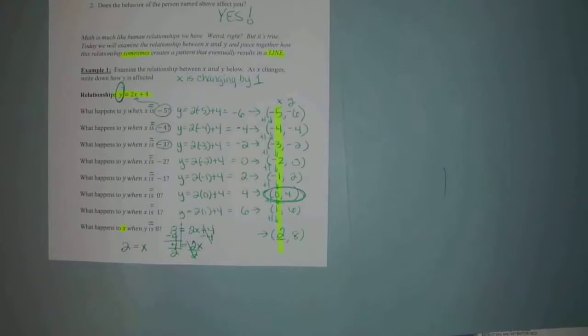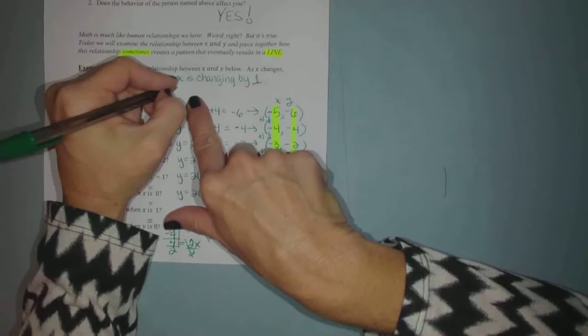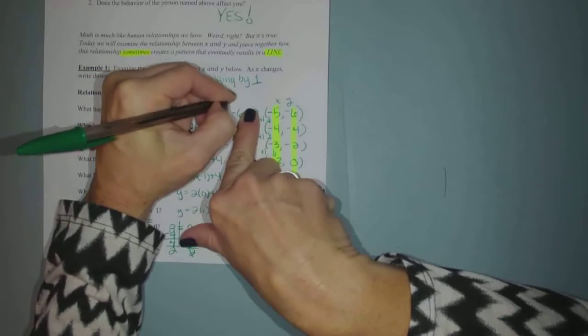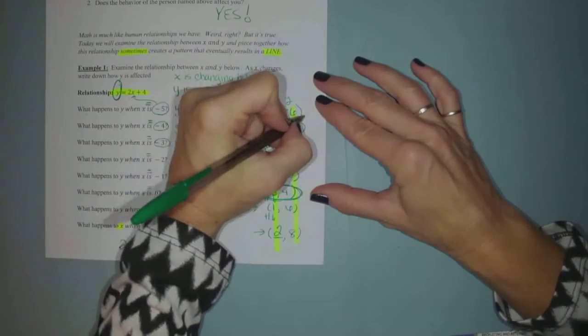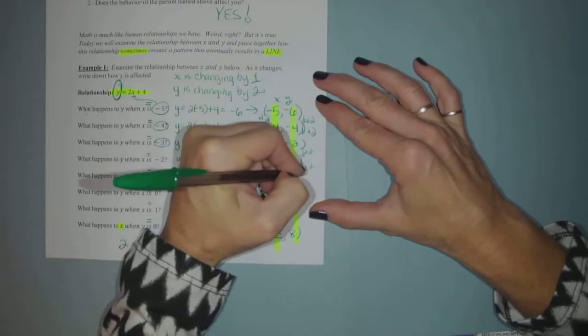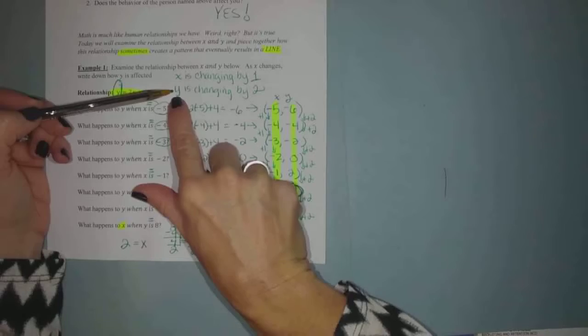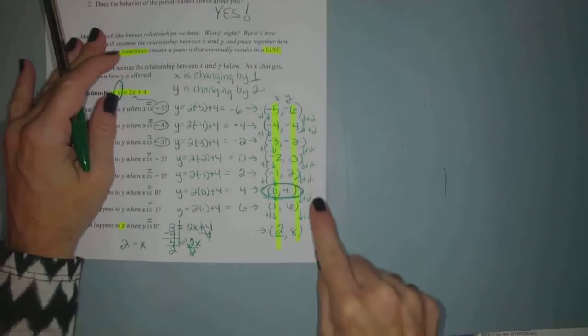So as I increase x by 1, let's take a look at how y changes. And again, if you need to pause the video to think about this, -6, -4, -2, 0, 2, 4, 6, 8. So hopefully you're realizing that y is changing by 2. You're adding 2 each time. Look at that, adding 2, adding 2, adding 2, and adding 2. So x is changing by 1, y is changing by 2, and this is consistent throughout.